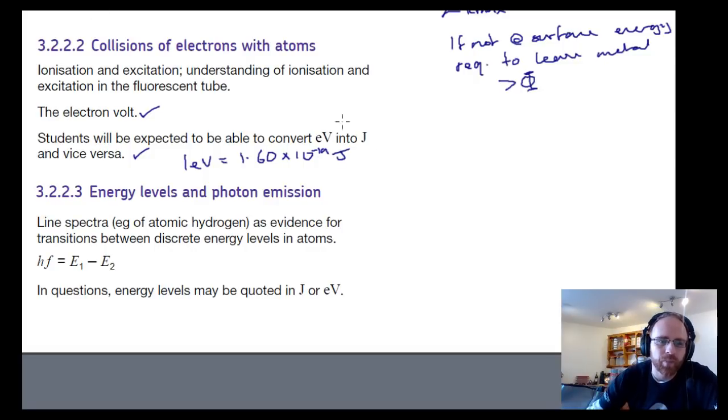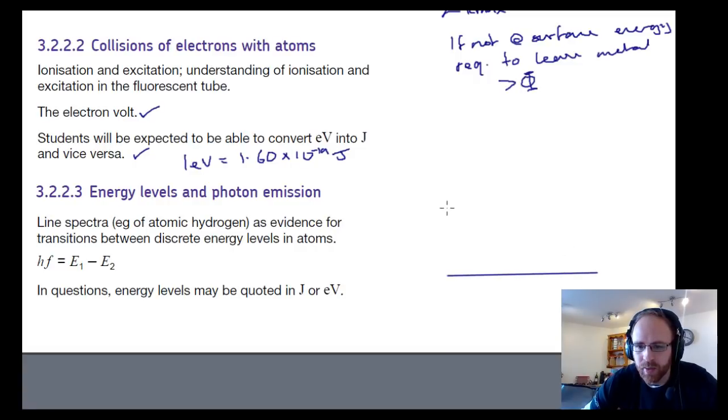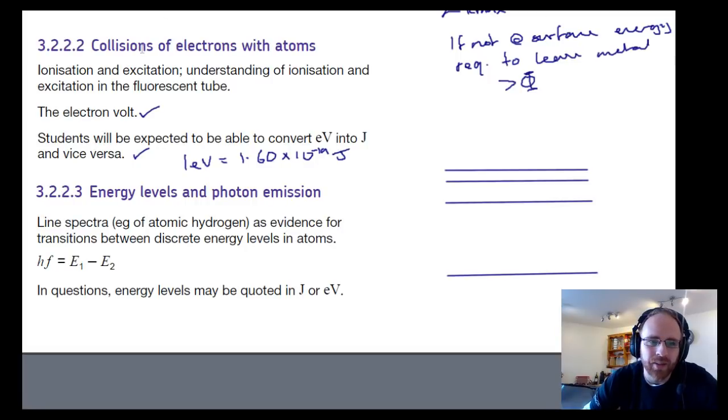But ionization and excitation, understanding in the fluorescent tube. Fluorescent tube questions are really, really annoying. So let's do both of these together. Let's talk about energy levels in atoms. So if I have an atom, and we talked earlier about shells, I'm going to make a hash of making the diagram, maybe I'm not. Hang on, let's see if I can.